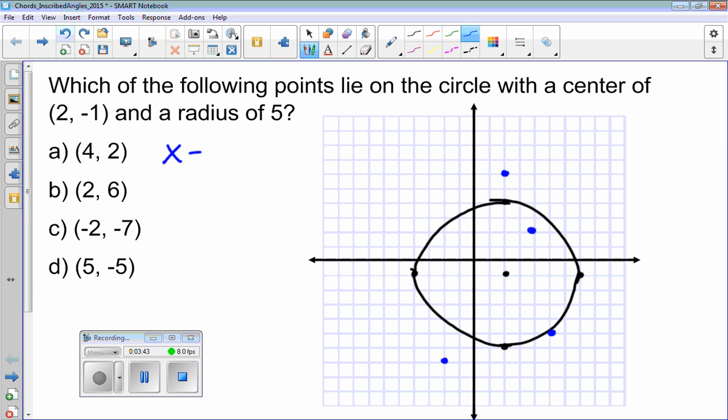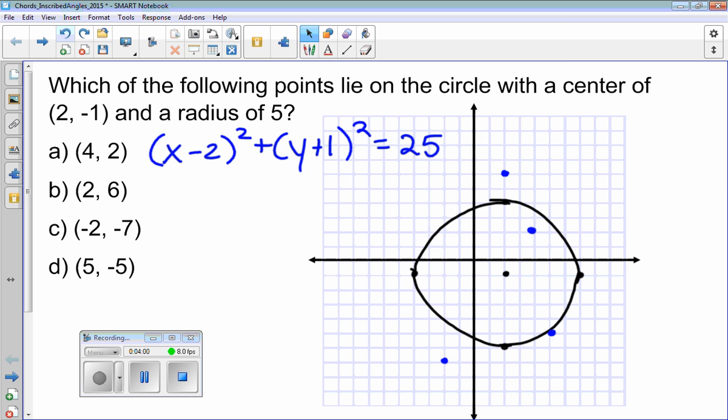I want to write the formula for the circle. And this is the formula. Would you agree? Okay, right? And then I'm literally just going to plug in these x's and y's and see if I get 25 out. A little bit easier than the distance formula, don't you think? Well, not if you have a calculator. So go ahead and get your calculators out, and let me show you really quickly what you can do.